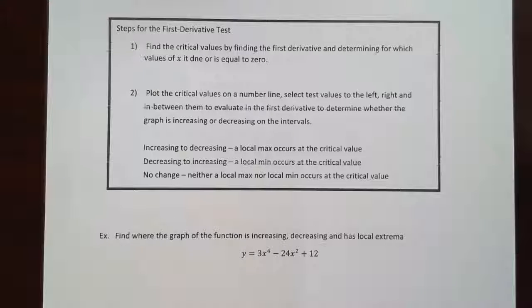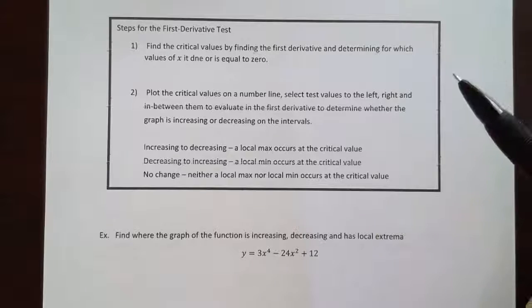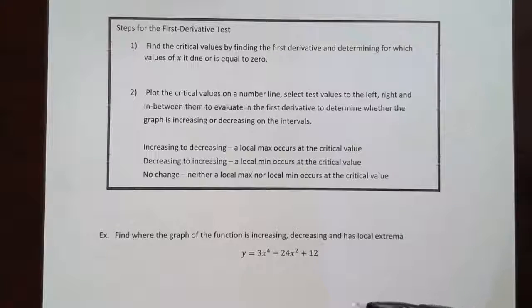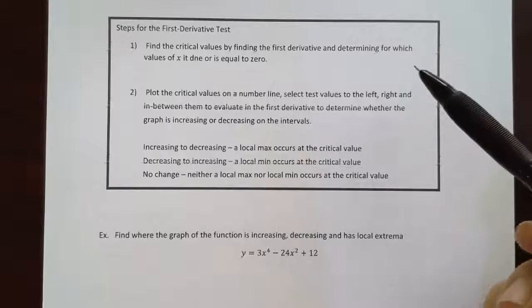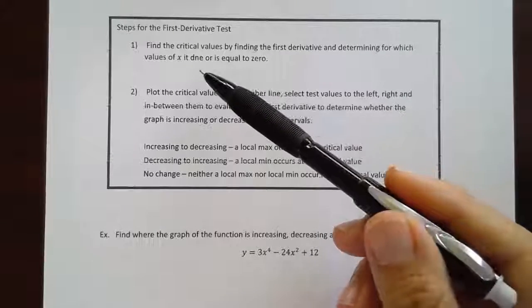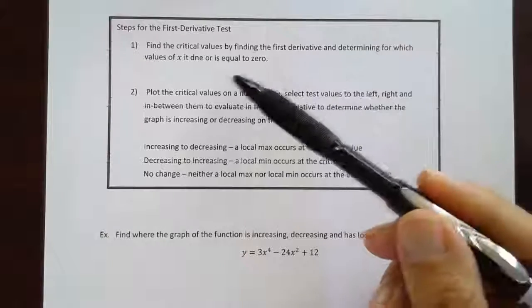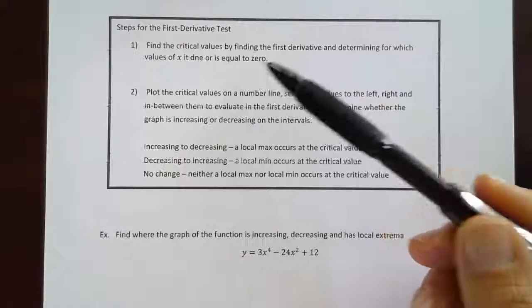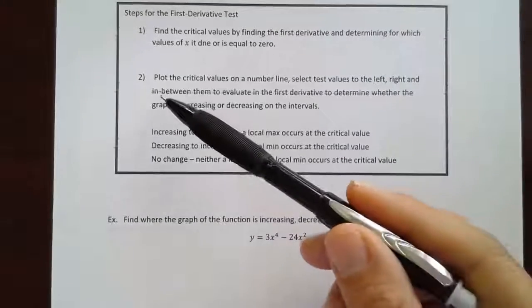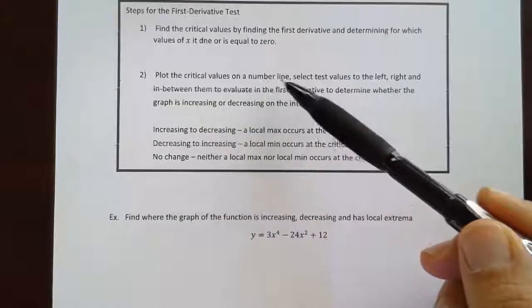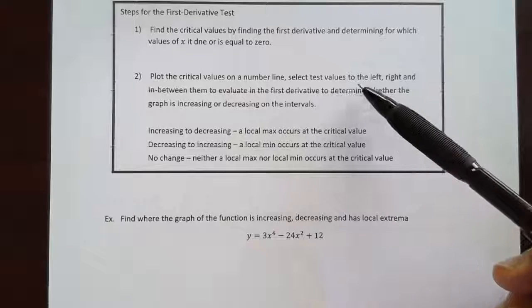The steps for doing your first derivative test. First thing you're going to do is find your critical values. Critical values, we discussed before, is where the first derivative is either equal to 0 or does not exist. So take the first derivative of your function, set it equal to 0, figure out where that happens and where it doesn't exist.